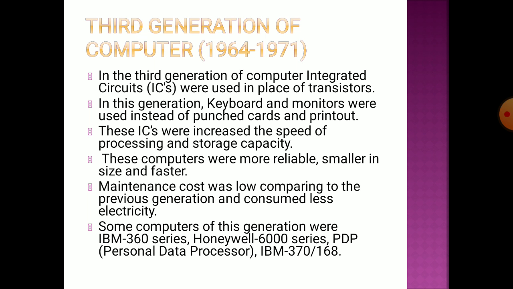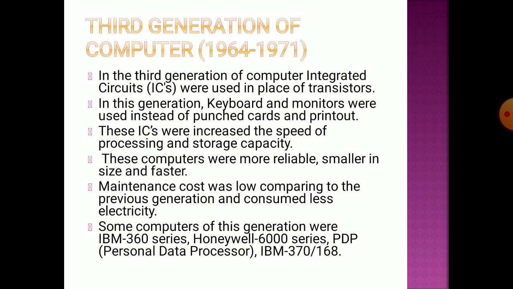So what happens in the third generation of the computer? It started in the year 1964 and lasted till 1971. The technology we used in the third generation is IC, which stands for integrated circuits, rather than transistors. How are these ICs made?